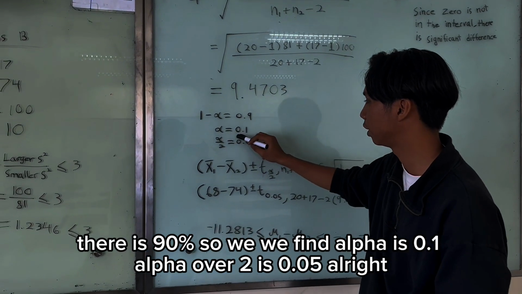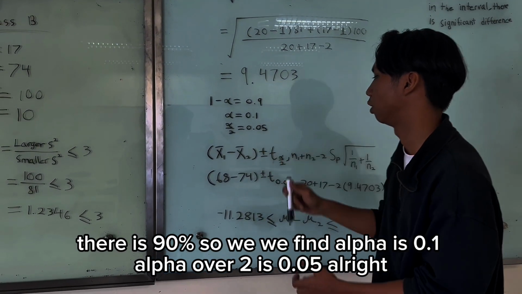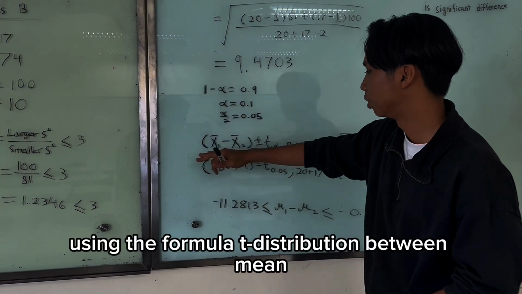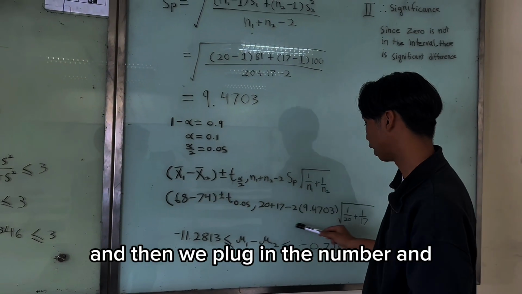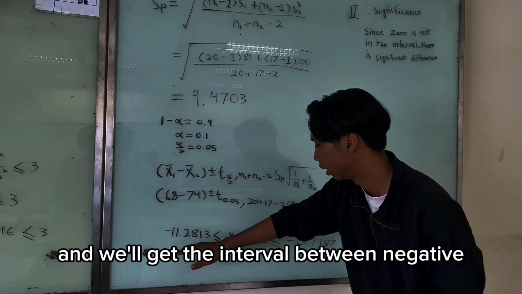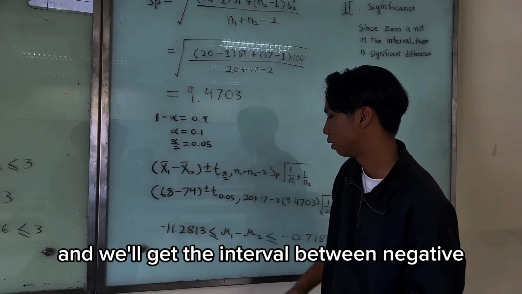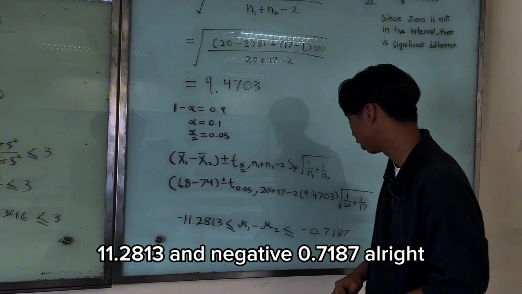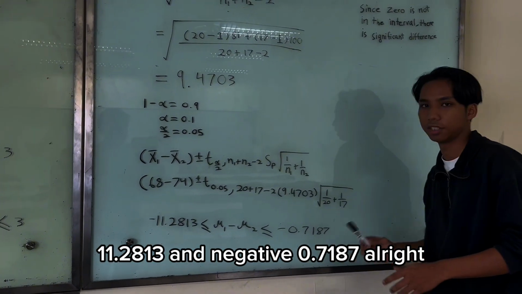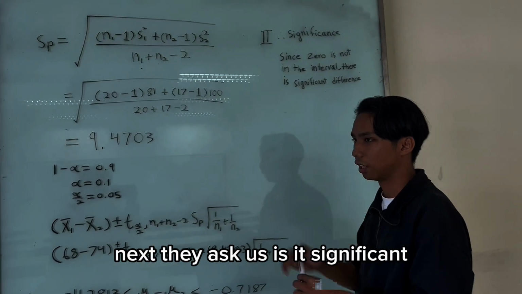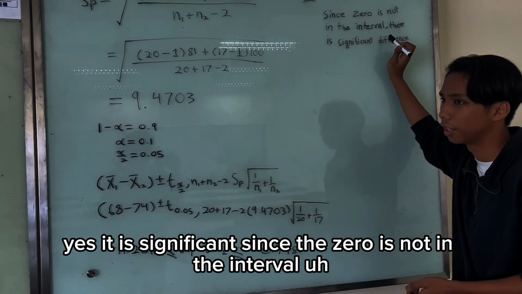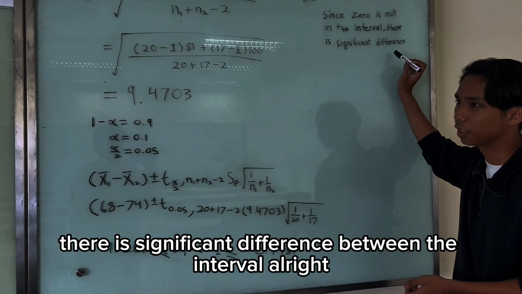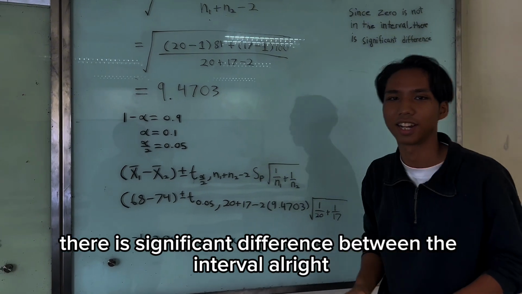Then we can find the confidence interval, which is 90%. So we find alpha is 0.1, alpha over 2 is 0.05. Using the formula of the T distribution for the difference between means, we plug in the numbers, and we get the interval between negative 11.2813 and negative 0.7187. Next, they ask us, is it significant? Yes, it is significant. Since 0 is not in the interval, there is a significant difference between the means. That's all from me.